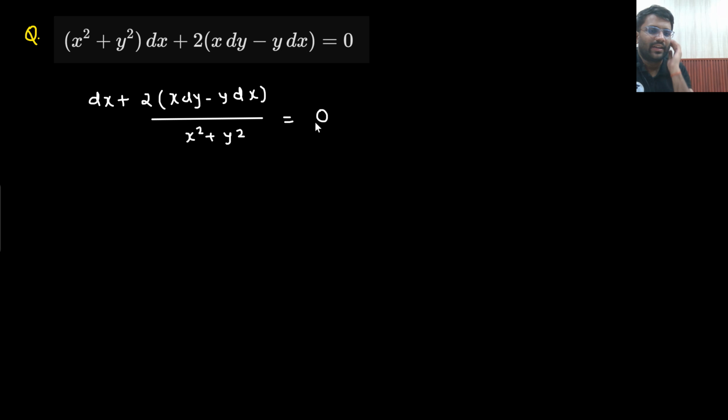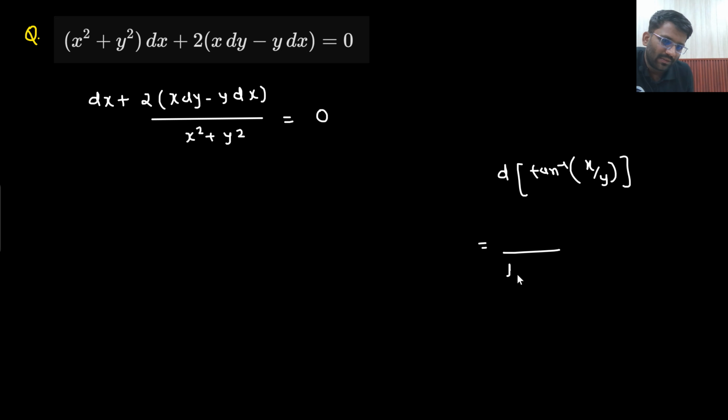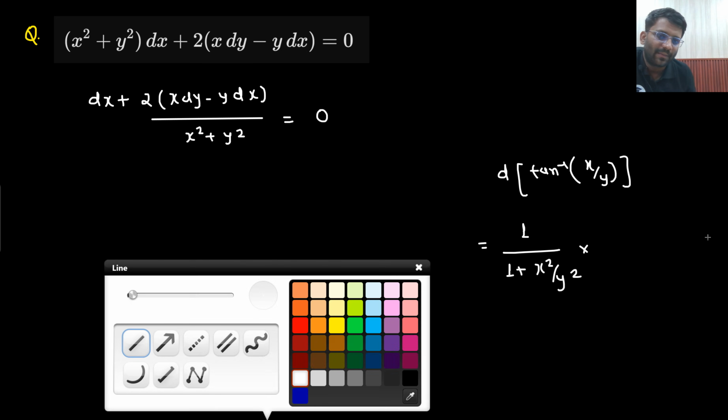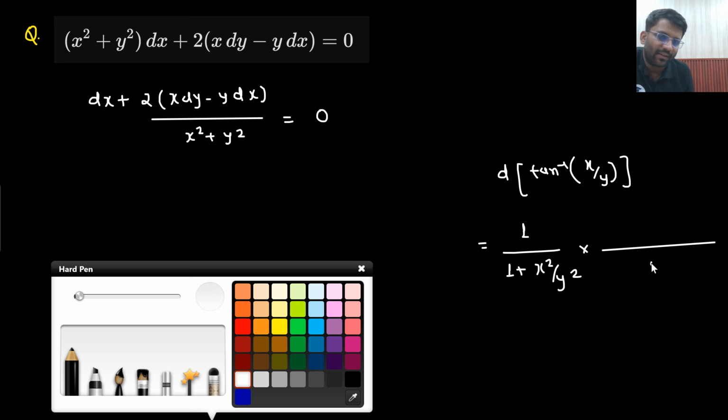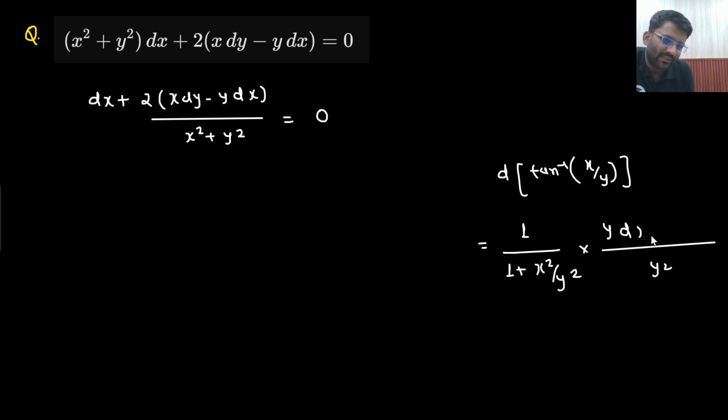Now, x dy minus y dx divided by x square plus y square. So I need to think of tan inverse, let's think of x by y. Randomly I am thinking of tan inverse x by y. What is the answer that I will be getting? The answer will be 1 upon 1 plus x square by y square, multiplied with y dx minus x dy upon y square.